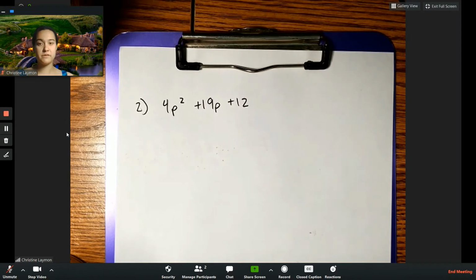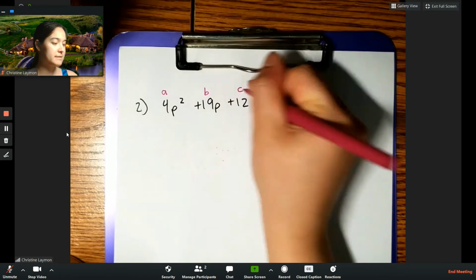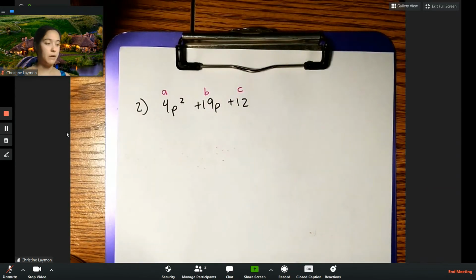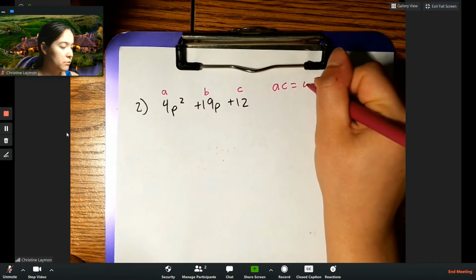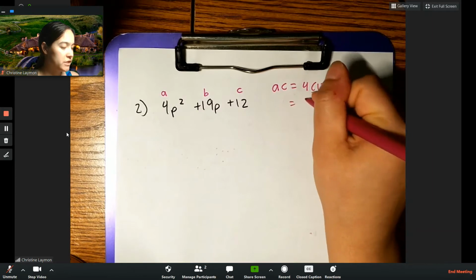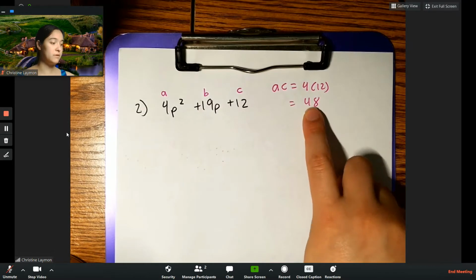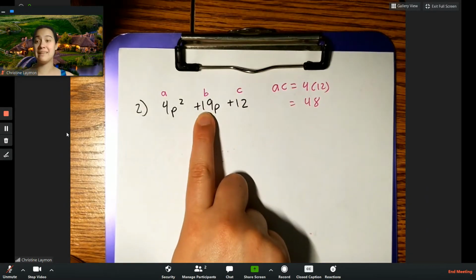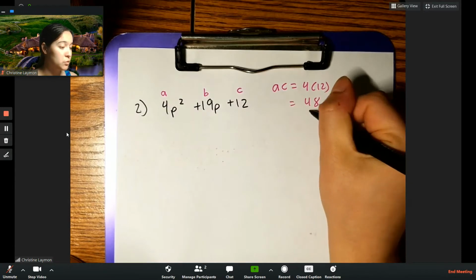Let's do the same thing for this question. I have 4p squared plus 19p plus 12. Notice that I have a, b, c. Okay, so I'm going to start by multiplying a times c. AC equals 4 times 12, which is 48. So that means that I need to find two numbers that multiply to get me 48, but sum to get me 19. Now looking at it, I might not have an idea, so I'm going to make a list of factors of 48. I'm going to start low and just work myself up.